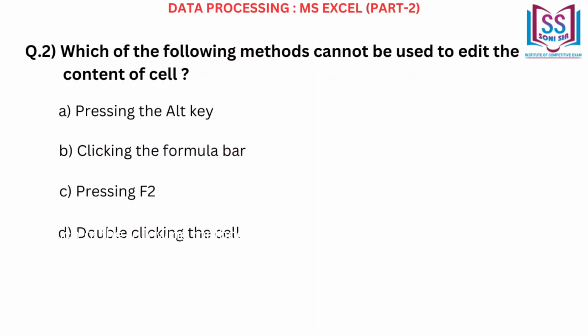Which of the following methods cannot be used to edit the content of a cell? A. Pressing the Alt key. B. Clicking the formula bar. C. Pressing F2. D. Double-clicking the cell. Correct answer A. Pressing the Alt key.